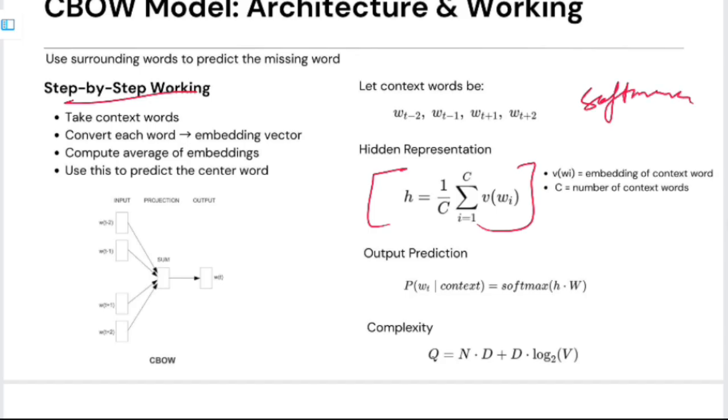Even though the model is simple, the cost still depends on the vocab size, which is why we later need optimizations. But notice how simple the model is. There is no hidden layer, just averaging and prediction.